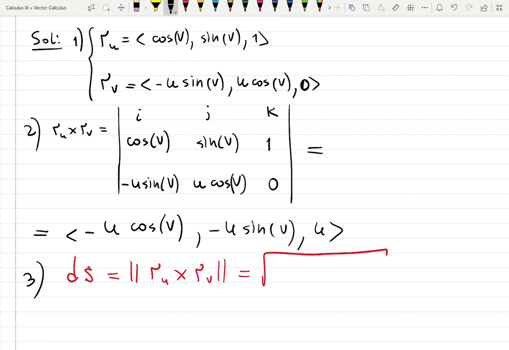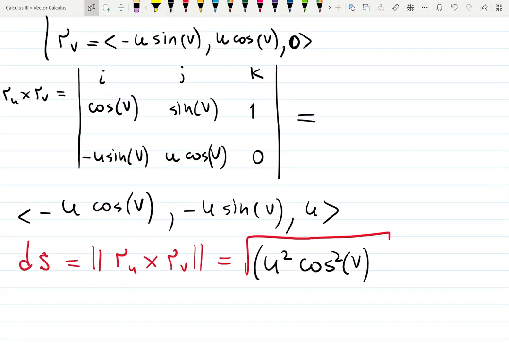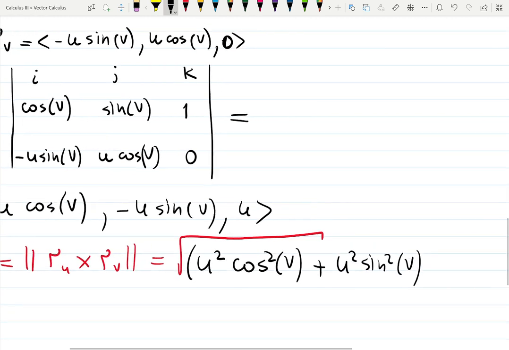As you can see, u squared cosine squared plus u squared sine squared gives you just u squared, plus u squared. I can write it down if you want, but you can ignore negative signs because it's squared anyways. We always do it actually, people who know it. You don't have to write down the negative sign every time. u squared cosine squared plus u squared sine squared plus u squared inside of the square root.